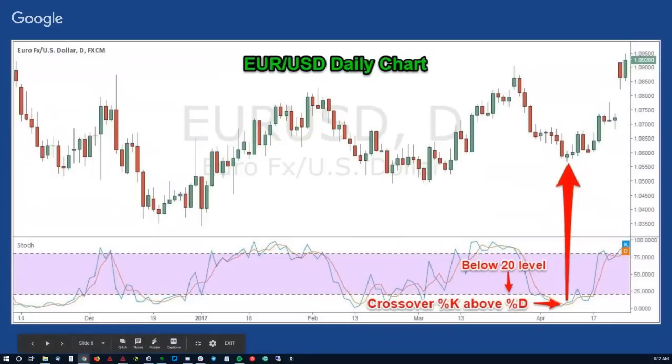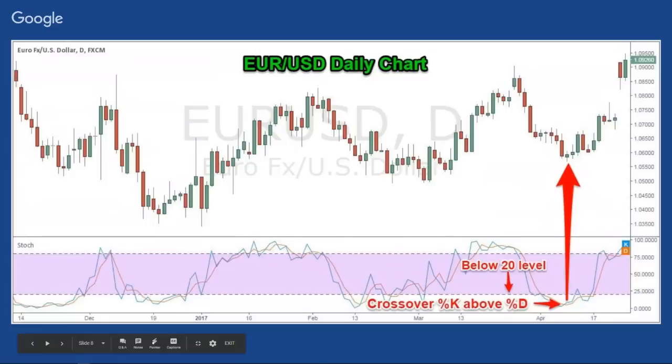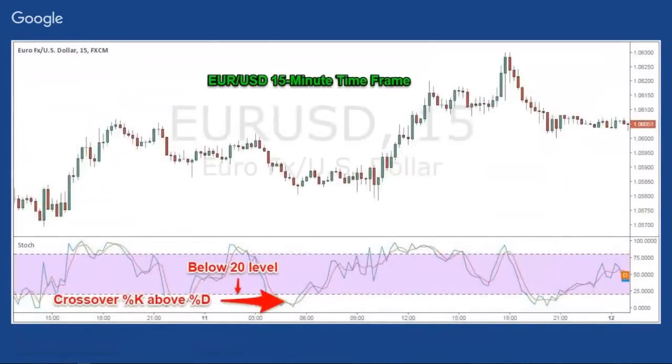So make a list of all the pairs that qualify, and then drill down and look at 15-minute charts for each of those pairs. You'll want to watch the 15-minute chart because it could happen anytime during the day, but you're going to look for the exact same signal on the 15-minute time frame. Wait for the stochastic to drop below the 20 level, and then wait for the K line to cross above the D line. That's your signal to move on to the next step.